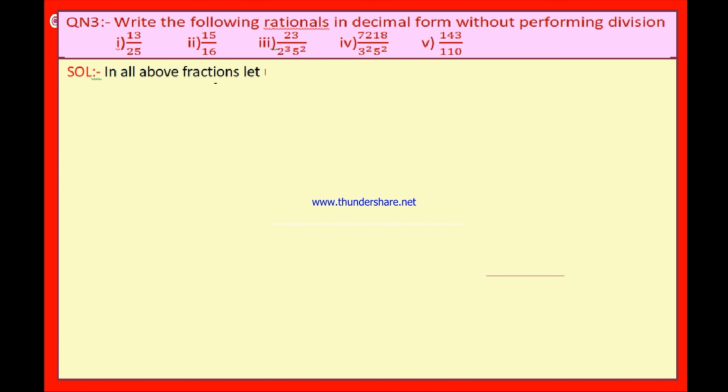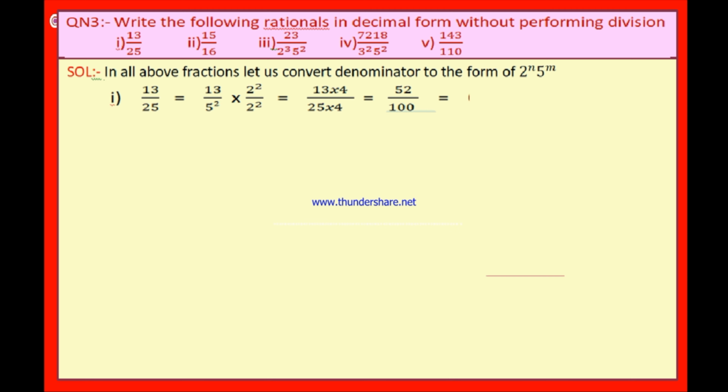Here is the solution. In all the above fractions, first let us convert the given denominator to the form of 2 power n into 5 power m. Look at the first bit, 13 by 25. You can write the denominator 25 as 5 square. Therefore 13 by 25 is 13 by 5 square. But the denominator should be in the form of 2 power n into 5 power m. Since 5 square is the denominator, you should have 2 square also in the denominator.